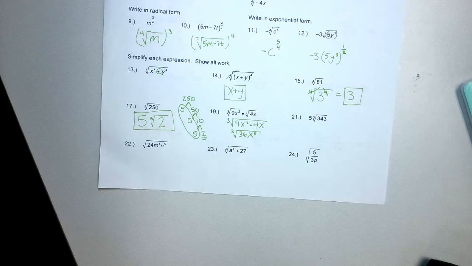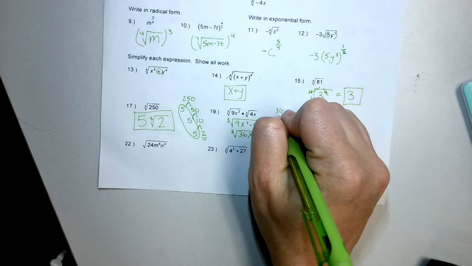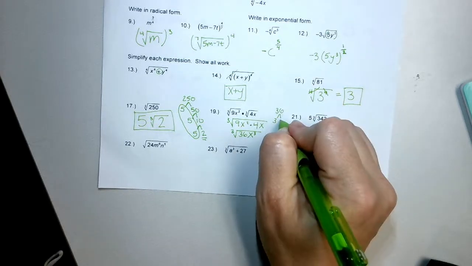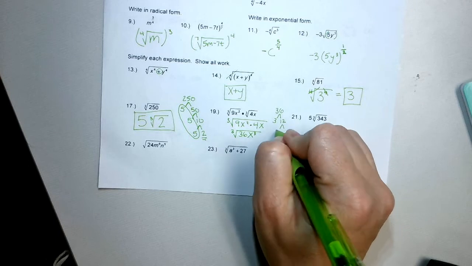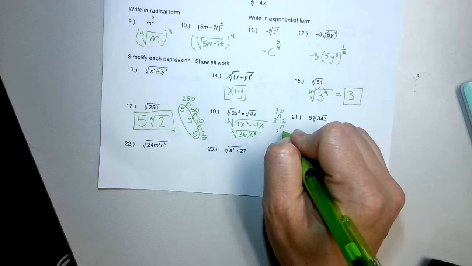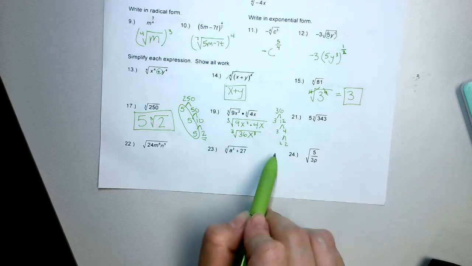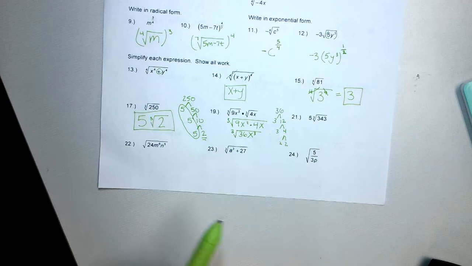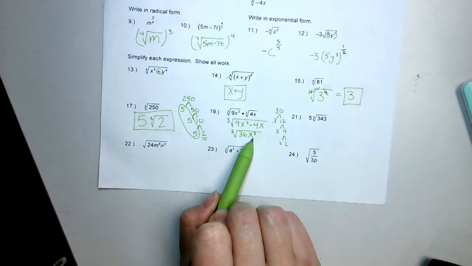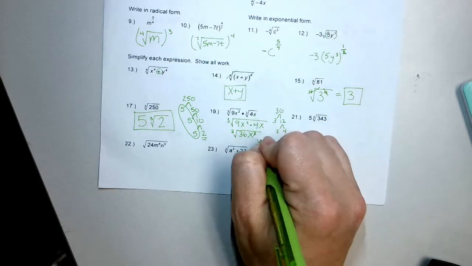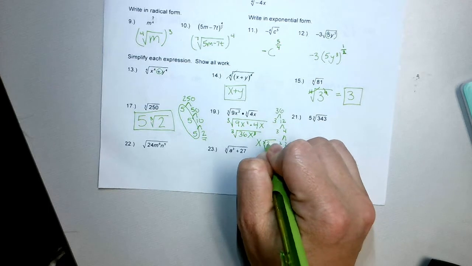Does 36, well, 36 is not a perfect cube. So let's break it down with the tree. 3 goes into 36 how many times? 12 times. 3 goes into 12 how many times? And 2 goes into 4 2 times. Now, does anything match 3 times? No, so do we get to take the 36 out at all? No. But how many x's do I have? So can the cube root cancel the cube? So we get to take the x out, but the cube root of 36 stays.